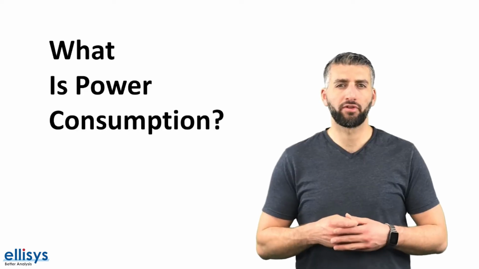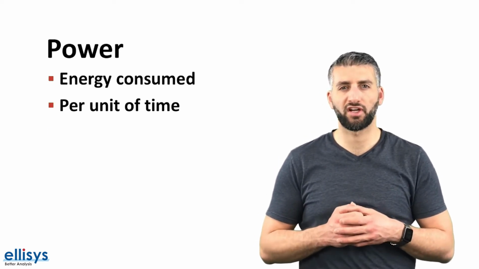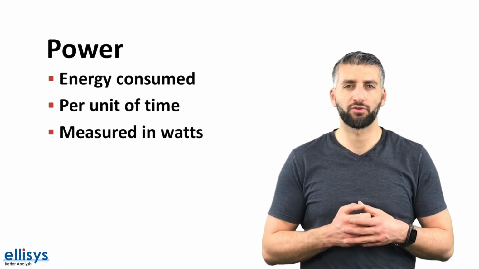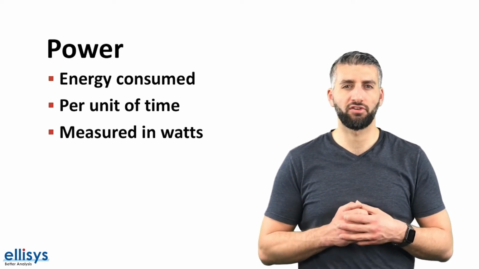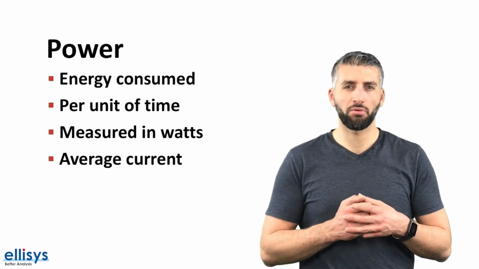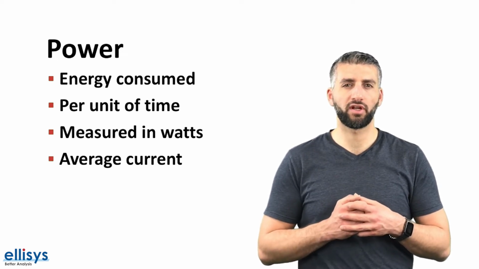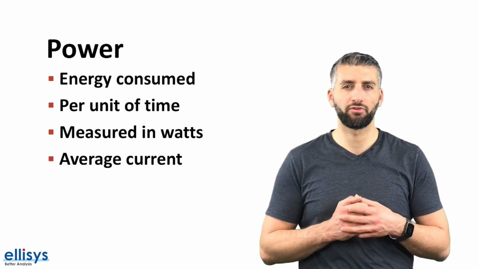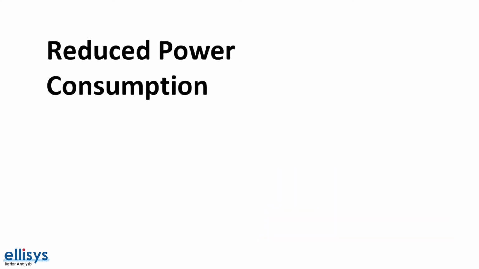So what is power consumption? Power is the energy consumed by a device per unit of time. It is measured in watts or kilowatts depending on the application in use. Now, measuring the average current is probably the simplest way to get a good idea of how much power is consumed by your device. At a high level, power consumption is mainly decreased in microcontroller applications and embedded systems in general by reducing the radio communication and increasing the sleep cycles as much as possible.